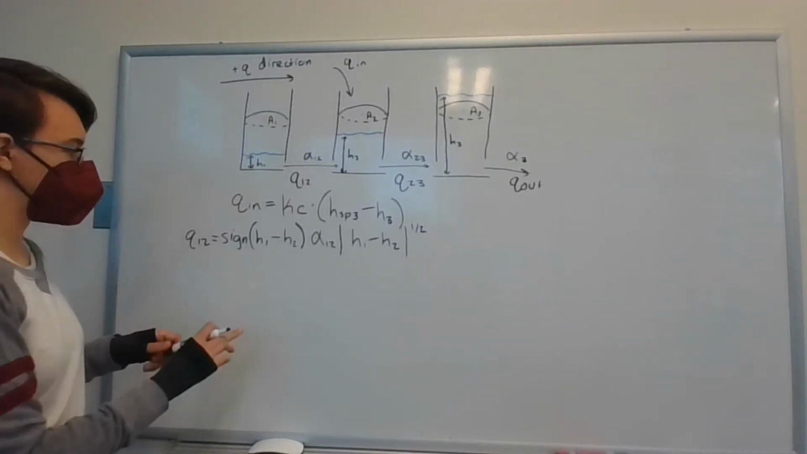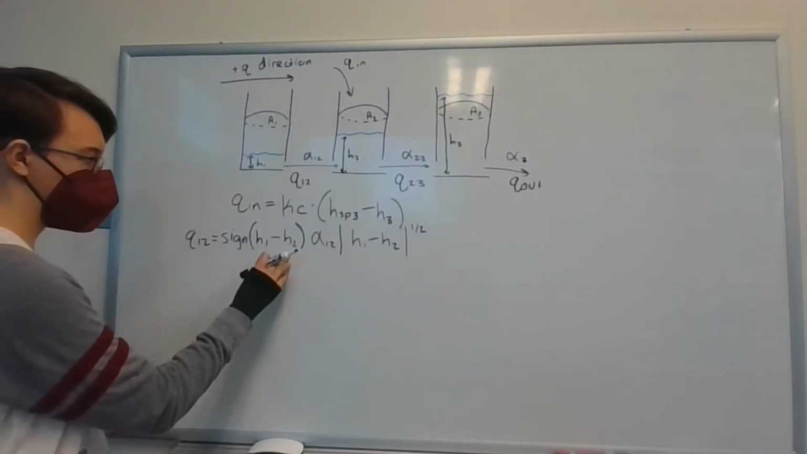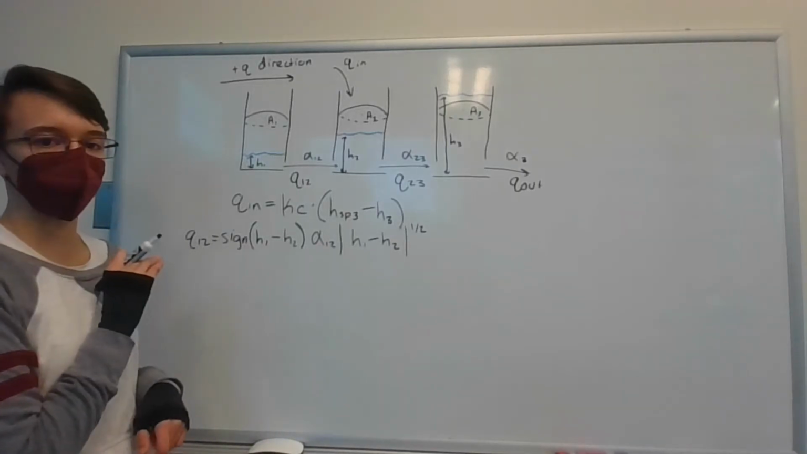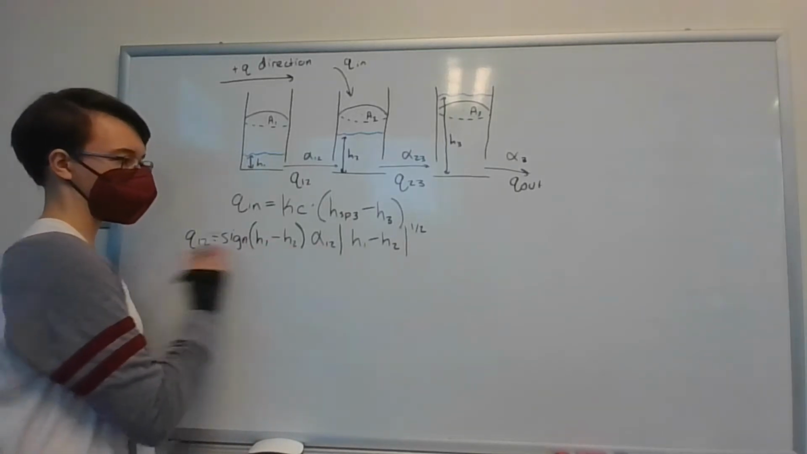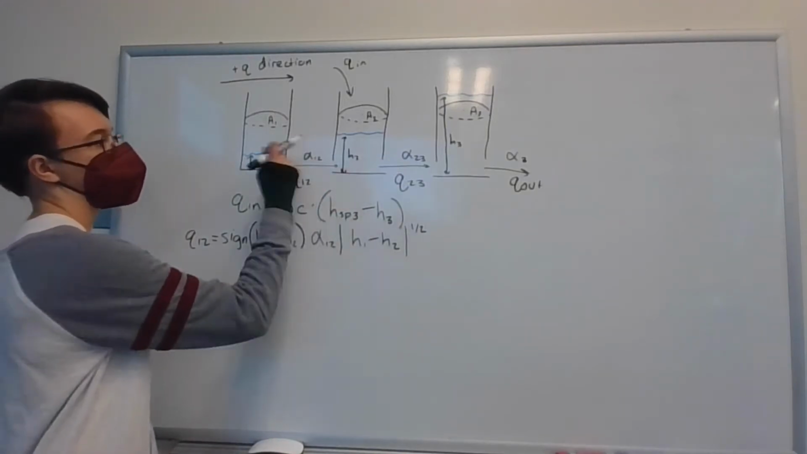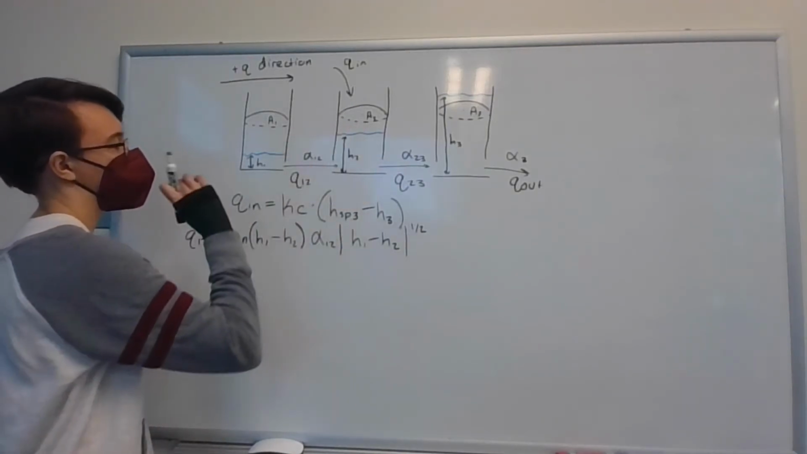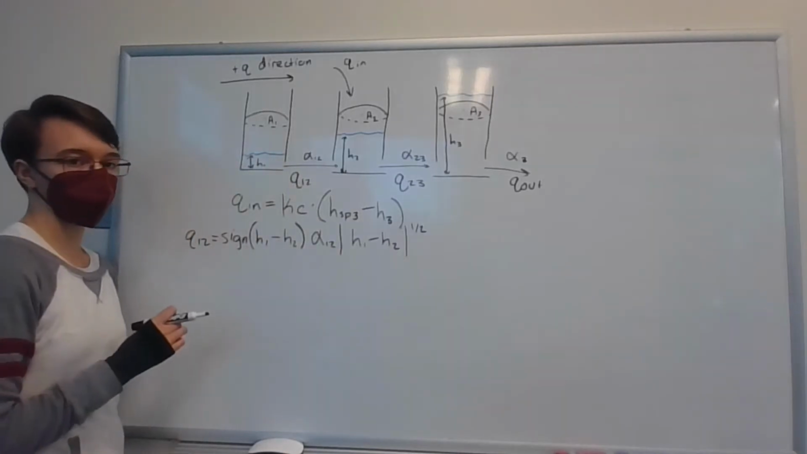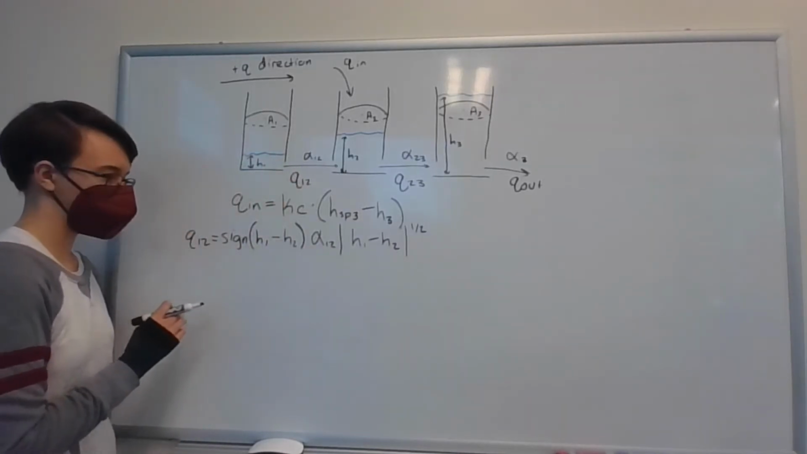So basically that says if H1 is greater than H2, then it's just going to multiply everything by a positive 1. If H2 is greater than H1, it's going to multiply everything by a negative 1, and so we'd get a negative flow, meaning that the flow would go that way if the height of tank 2 is greater than the height of tank 1, which is what we would expect in this situation.